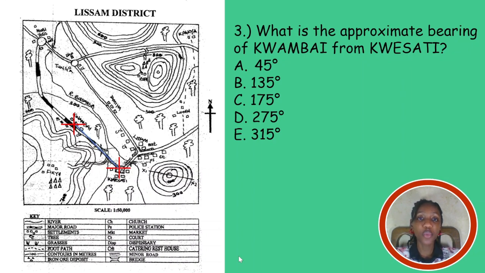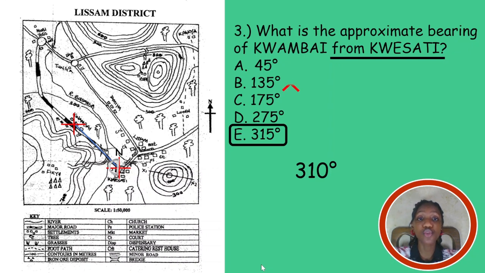Now to place our protractor, we need to take note of the word from Kwesati. So that tells us that we're going to place our protractor on Kwesati. And then starting from the north all the way to the line, we have 310 degrees, which is close to option E, 315 degrees. Now, if someone had wrongly put their protractor on Kwambai, they would have gotten a wrong option, and unlucky for them, that answer is also part of the options given, which is option B, and that would have been very wrong. So always take note of the settlement after the word from.